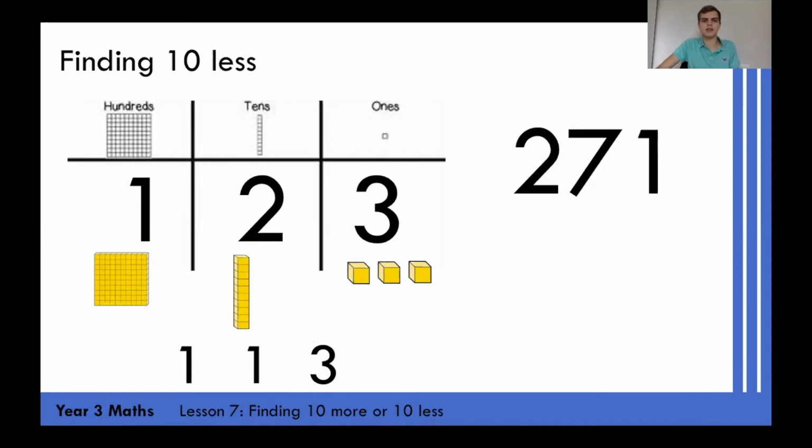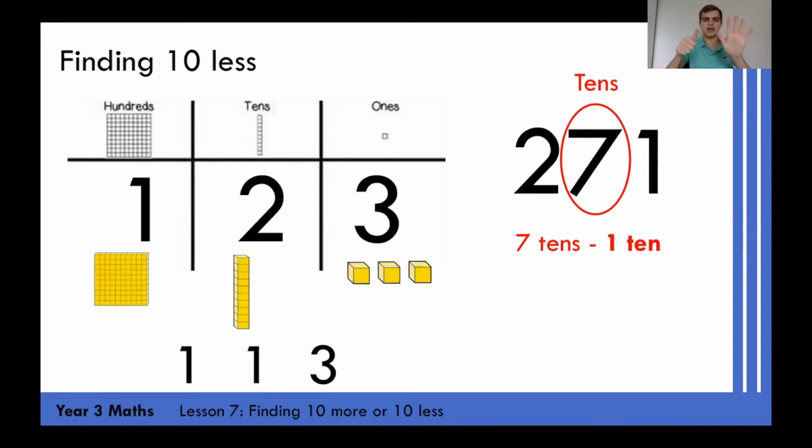Let's have a look over here. I've got my number 271 again. And again, I'm finding 10 less. I'm going to find my digit in my tens column, which here again is my 7, isn't it? But this time, instead of finding 10 more, I'm finding 10 less. So I've got 7 tens, and I want to take one of those tens away. This time I want to take away 1 ten.